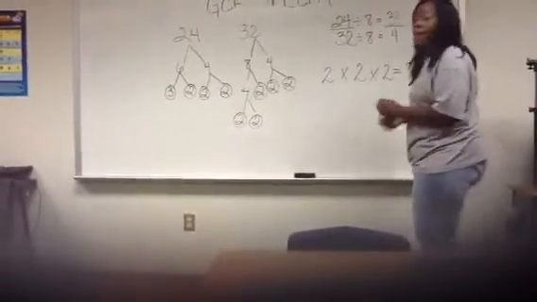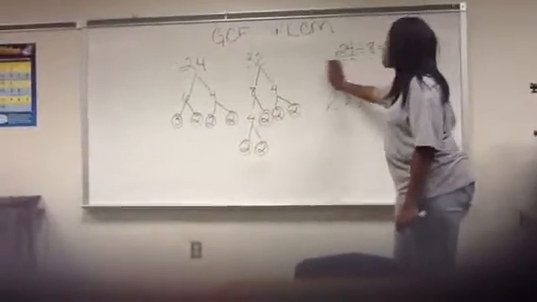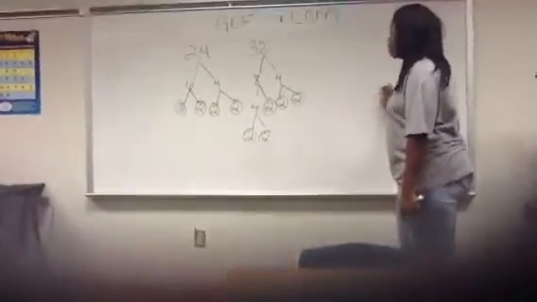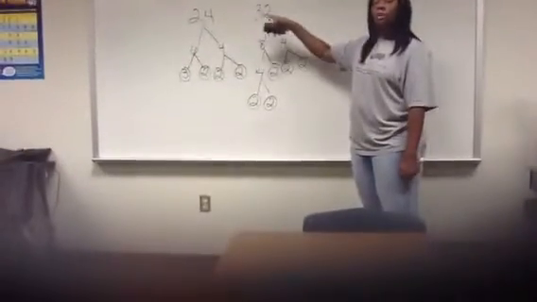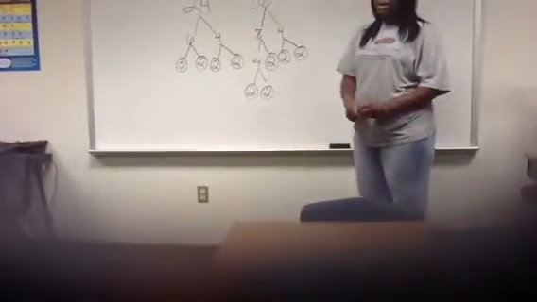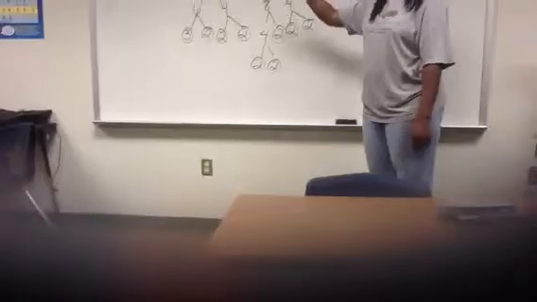All right, now what I'm going to do is leave those same factor trees up here, same thing for 24 and 32. I'm going to leave those up there. This time, we're going to find the least common multiple of 24 and 32.